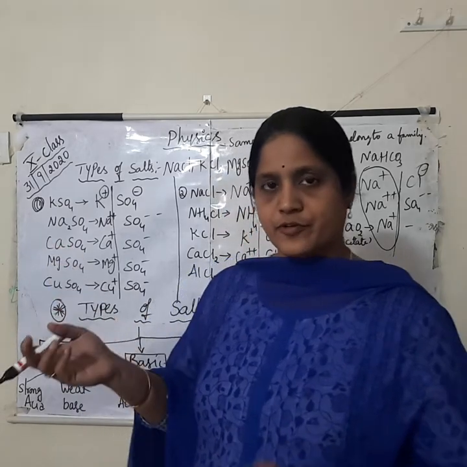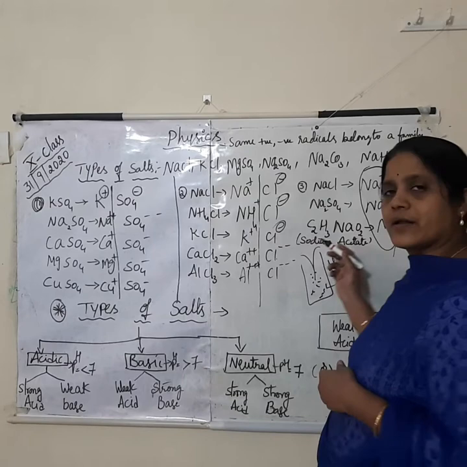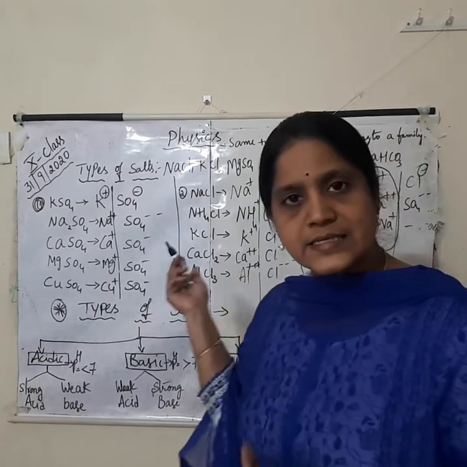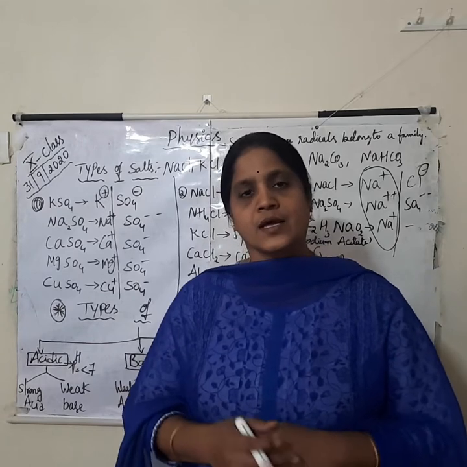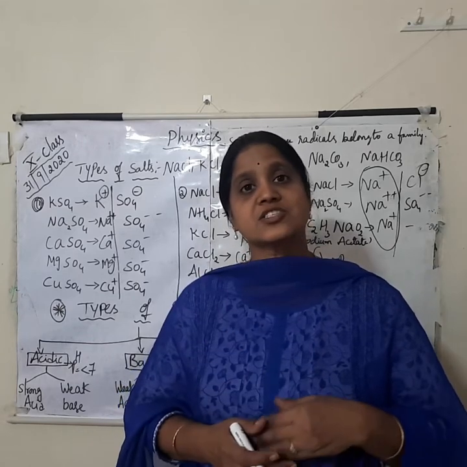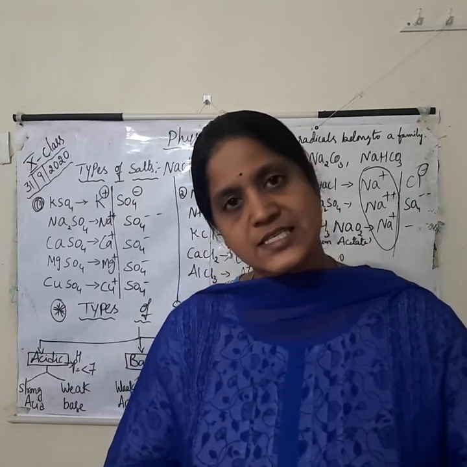Take the universal indicator either in the form of paper or the solution. Suppose you take the paper, dip it in each beaker or test tube which contains the salt solution, and you observe the pH paper changes its color.